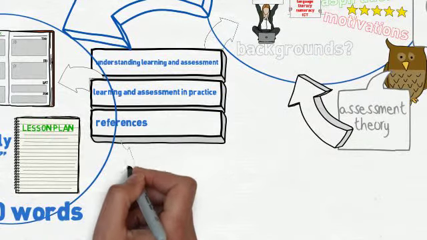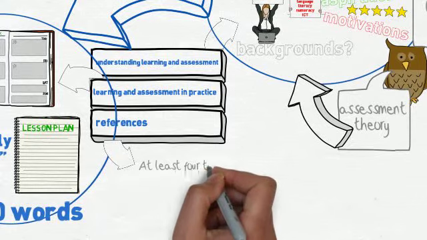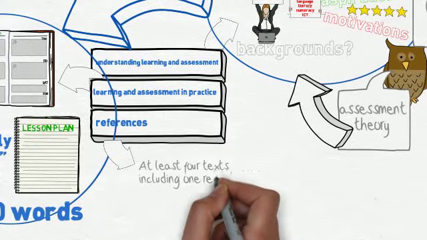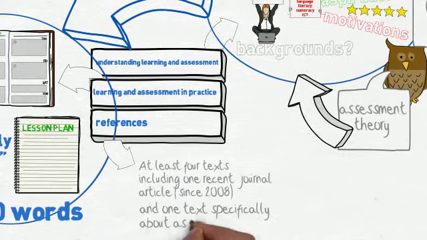Now, in the final section, in your references, you need to show that you've used at least 4 texts, including 1 recent journal article that's been written since 2008, and 1 text that's specifically about assessment, and all of that needs to be properly referenced. And that completes the Enabling and Assessing Learning assignment.